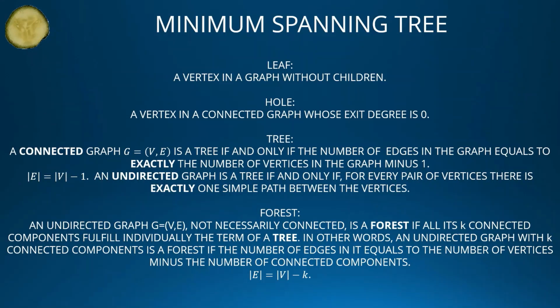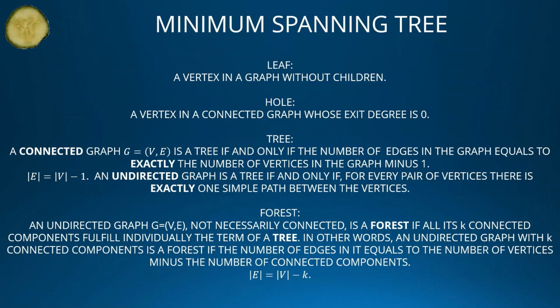Let's jump right into it. Alrighty. Minimum spanning tree. Leaf, a vertex in a graph without children. Hole, a vertex in a connected graph whose exit degree is 0. Tree, a connected graph, G equals (V, E), is a tree if and only if the number of edges in the graph equals exactly the number of vertices in the graph minus 1. E equals V minus 1.